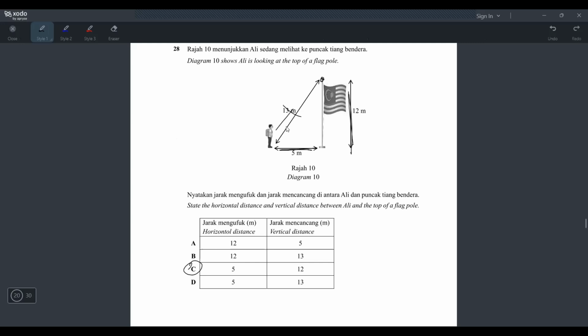Okay. 13 cannot. That's not horizontal. Horizontal means melintang or maybe mengufuk. And then the vertical is mencancang. So it's like straight and horizontal. This is not horizontal vertical. This one is like slanted. Okay. Horizontal means it has to be straight like this. Vertical means it has to be straight like this. So 5 and 12. Okay, definitely not 13.